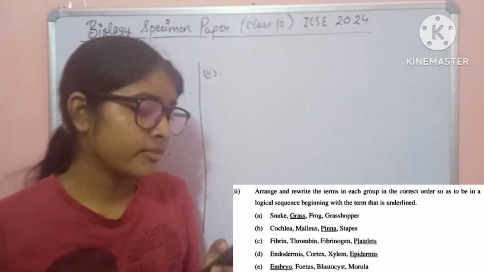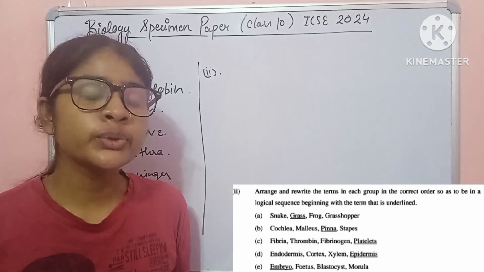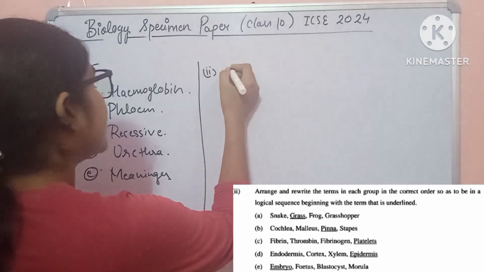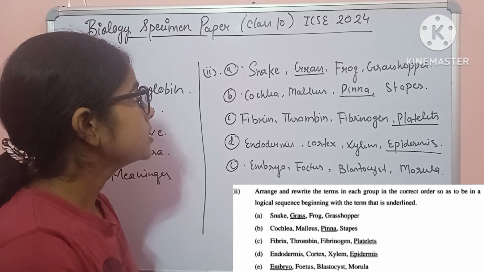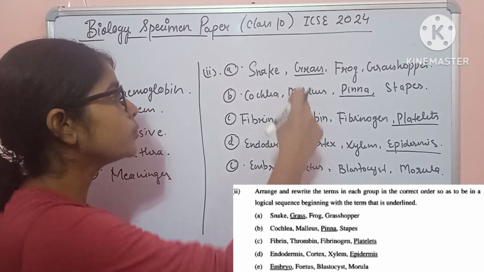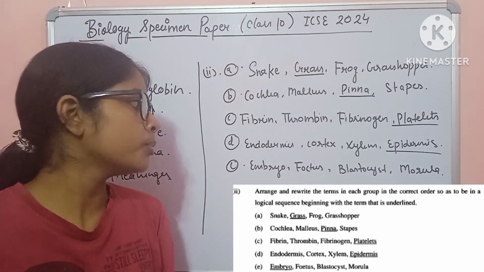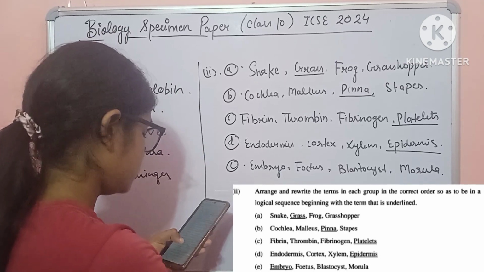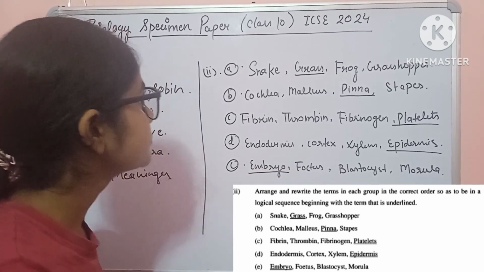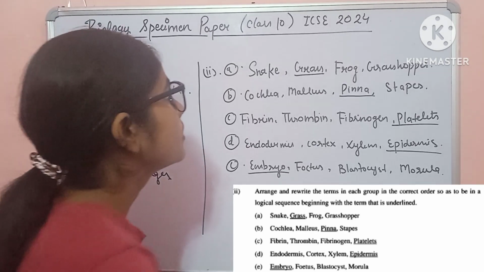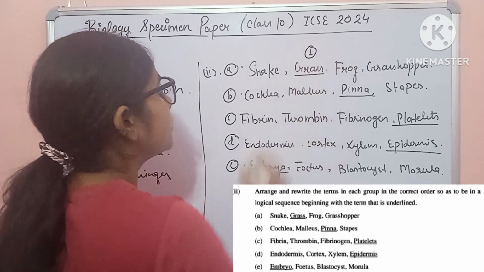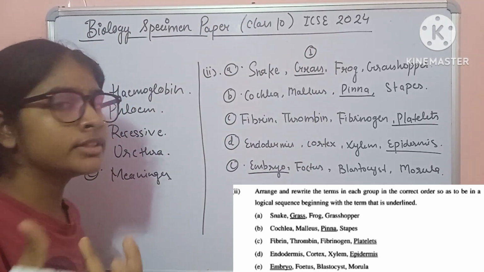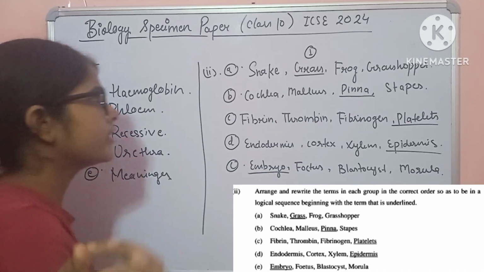Second part is very simple and very interesting because you have to arrange the terms in their logical sequence as given. So let's start. So here in the A part, snake, grass, frog and grasshopper, the words which are underlined you have to start from that. Okay. And in this embryo. Okay. So first of all A. Grass, first number. This in A part you have to arrange in the order of a food chain or food web, whatever you call. Okay.